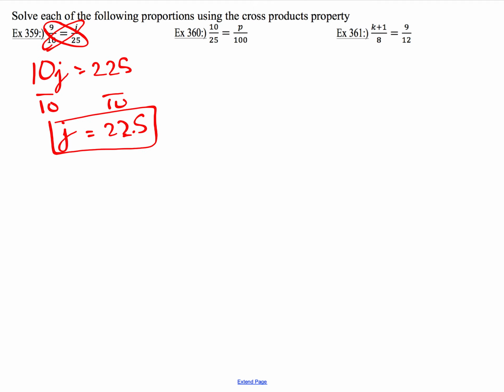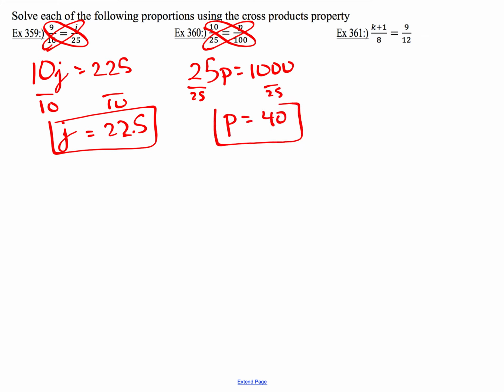Next example. 10 25ths equals P over 100. Cross products will be 25P, and 10 times 100 is 1,000. We can go ahead and divide both sides by 25, and P will equal 40.